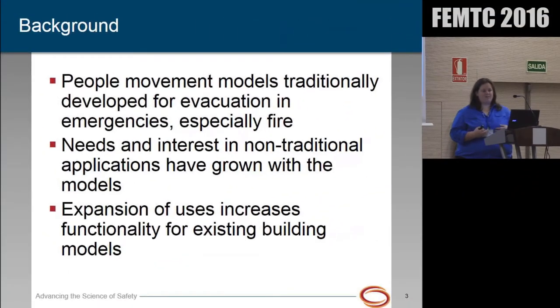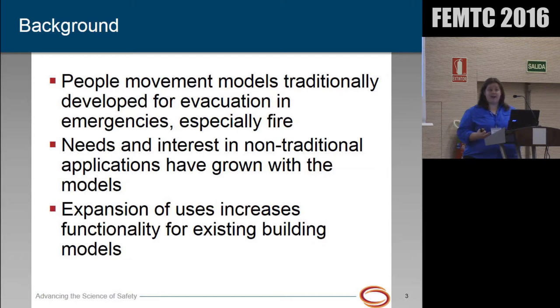So I think, especially after the past couple days, most of you are familiar with the basic capabilities of the current models. But just briefly, what I want to focus on is that most of these models have been developed with the idea of evacuating buildings, particularly in the case of fire. So in the past couple years, as in my business with consulting, our clients are getting more and more interested in using these models for non-evacuation purposes or for evacuation modeling that's not a typical fire emergency.